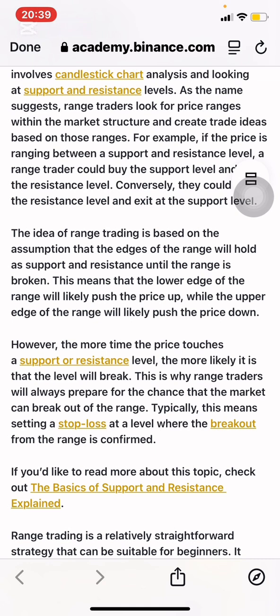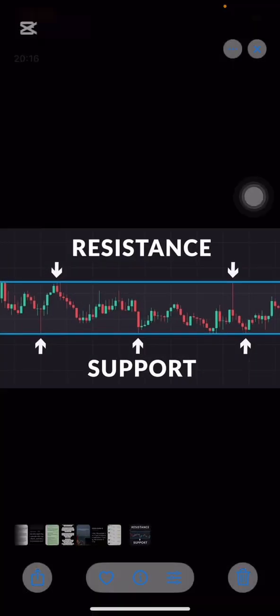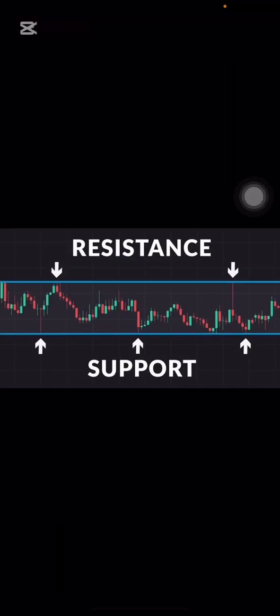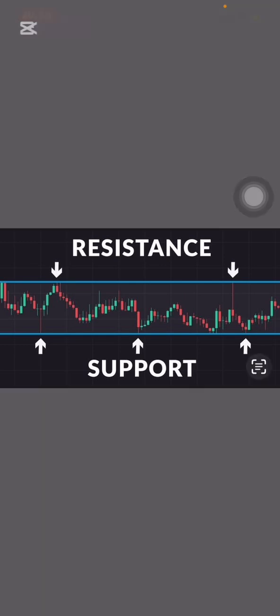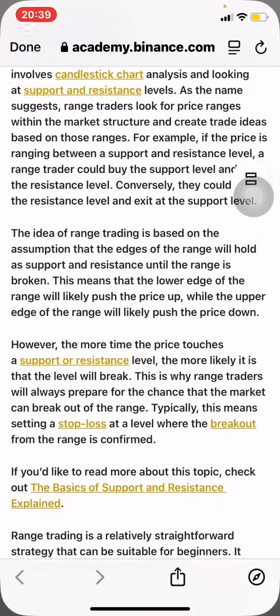So they're telling us that, however, the more times the price touches a support or resistance level, this is what I've been saying, the more likely it is that the level will break. Like as you see here, the support level was touched 3 times. On the 4th time, it has more chances of going below the support level. So if the resistance level is also touched 3 times, there is also a high probability that it will surpass the resistance level. So we should be very keen of that. Don't panic. First, wait for the price action.